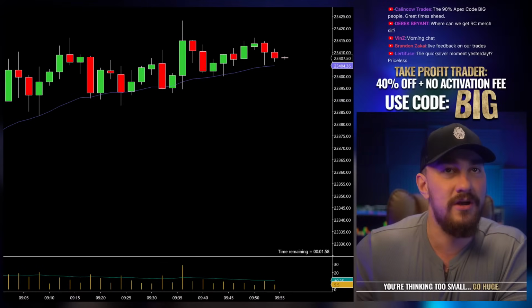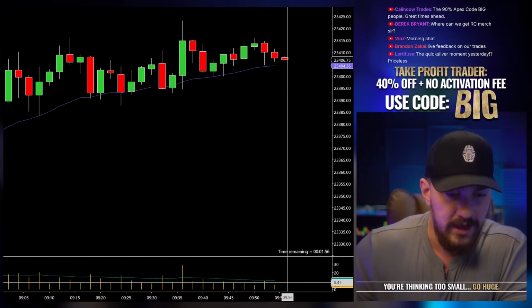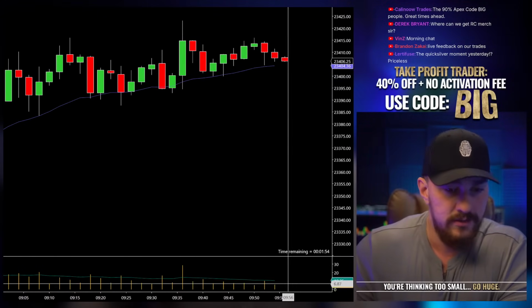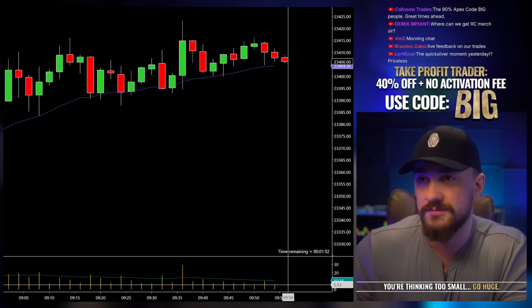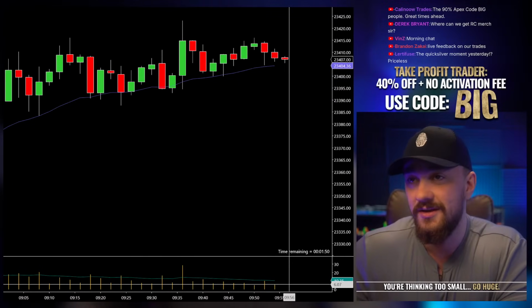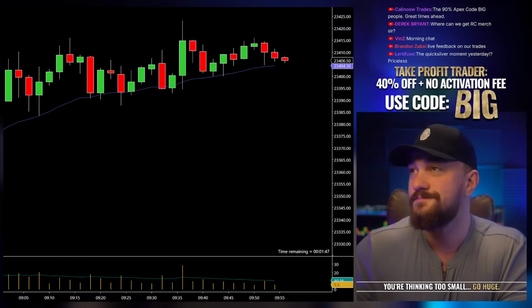All right, another inside bar there. Kind of slow here. ATR is just above 10. These last few bars, though, I mean, we're looking at 5 ranges, 5.5, 6 on the range.